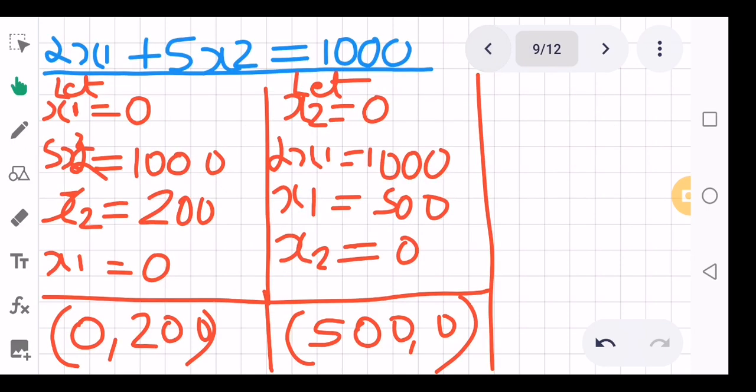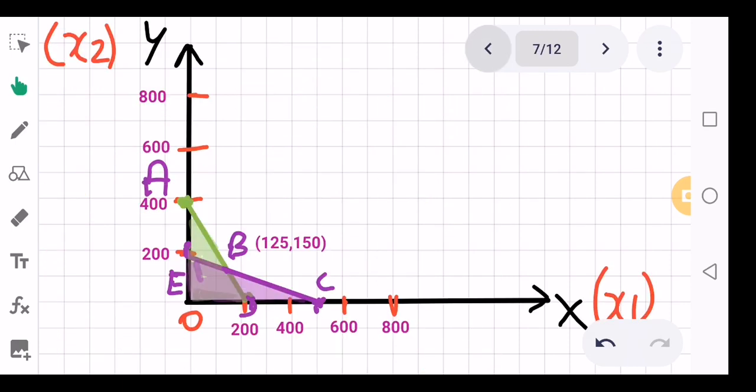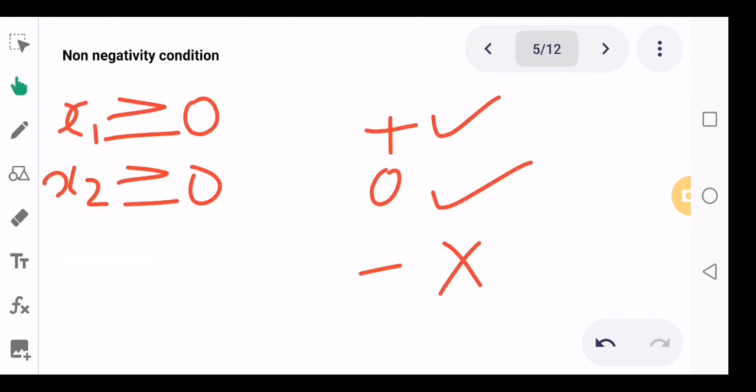Other than this, you'll be solving a few more problems related to the graphical method.